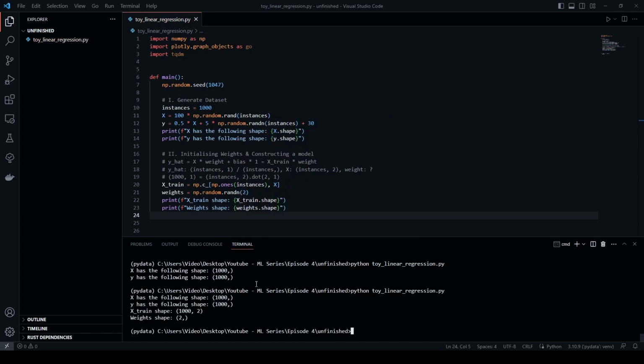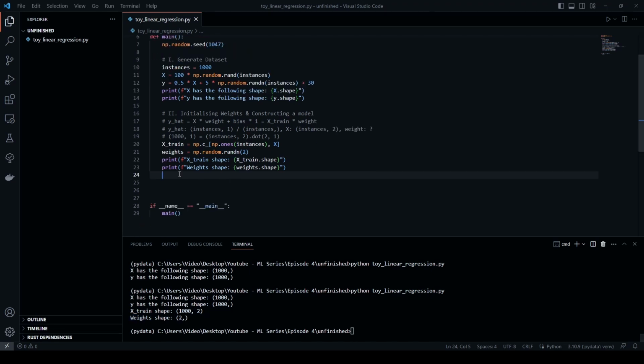So let us execute our script, and we get for xtrain the shape 1000,2, and for weights it's of dimension 2, and this is correct. This is what we wanted. One note: when working with NumPy, you have to be careful when doing computations. So be aware of the broadcasting rules.